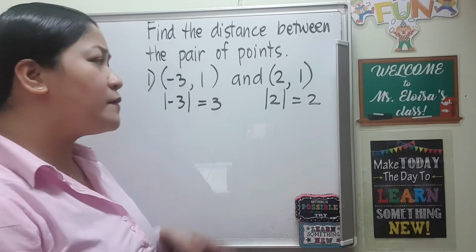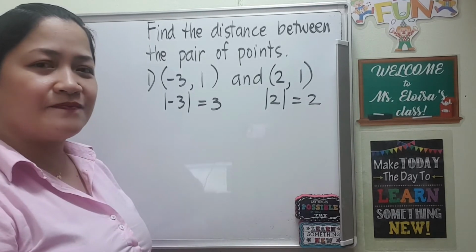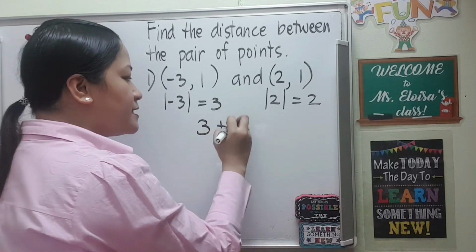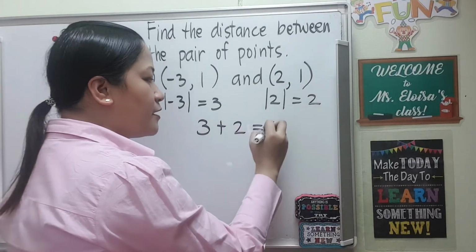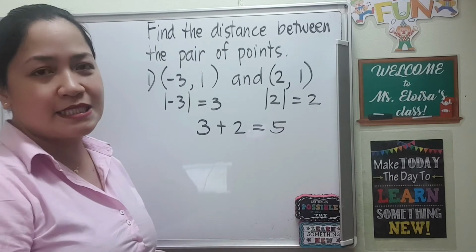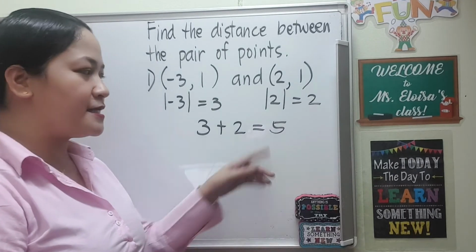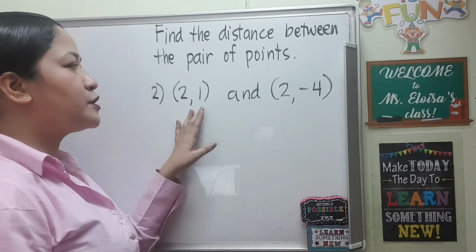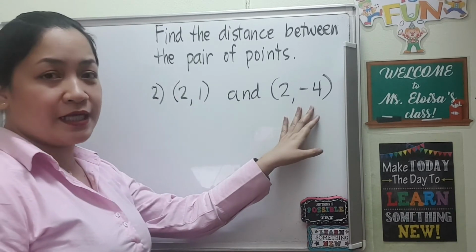So, what are we going to do with their distances? That's right. We are going to add their distances. That gives us 3 plus 2 equals 5. That means the distance between these 2 points is 5. Let's have number 2. We have point 2, 1 and point 2, negative 4.